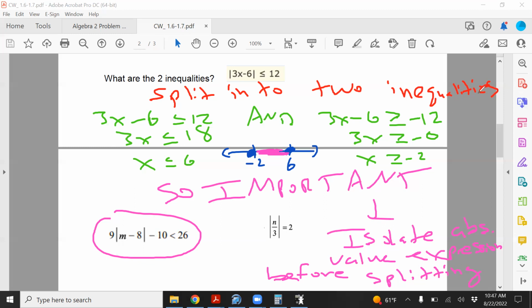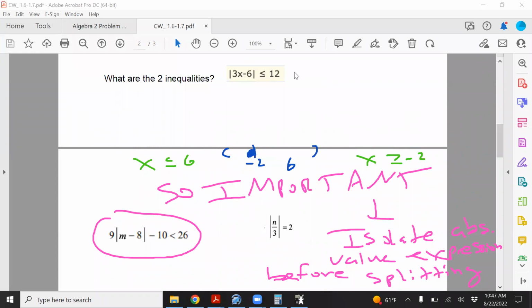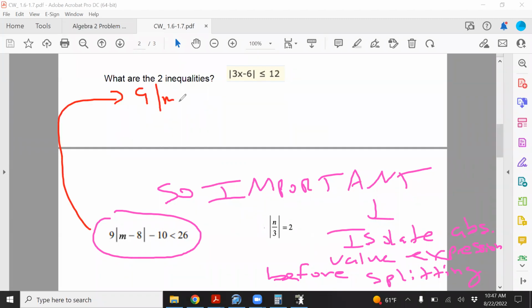So that's what I'm going to do right now. Let me clear that. Clear. So, 9 times the absolute value of m minus 8 is less than 36. The absolute value of m minus 8 is less than 4.